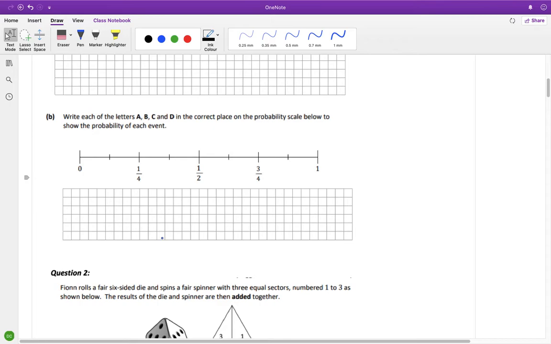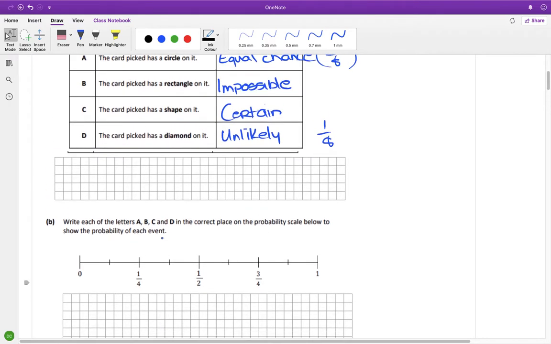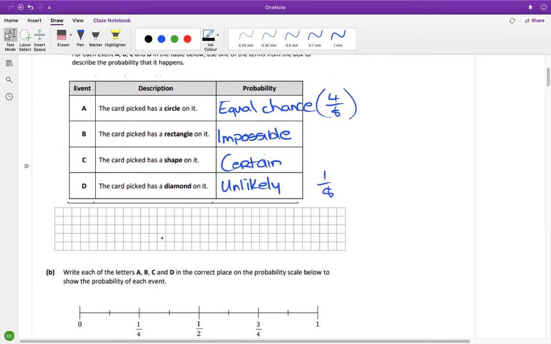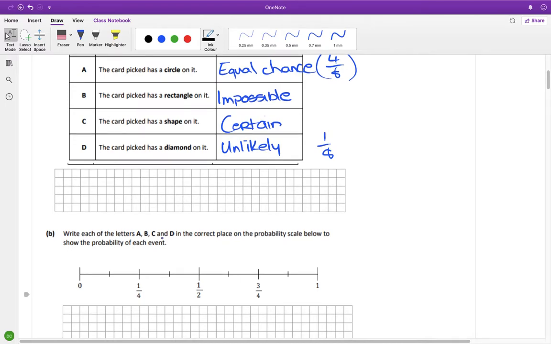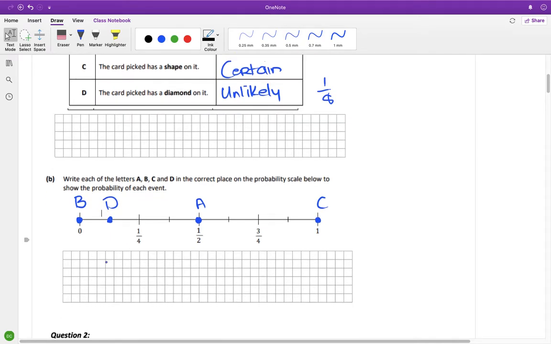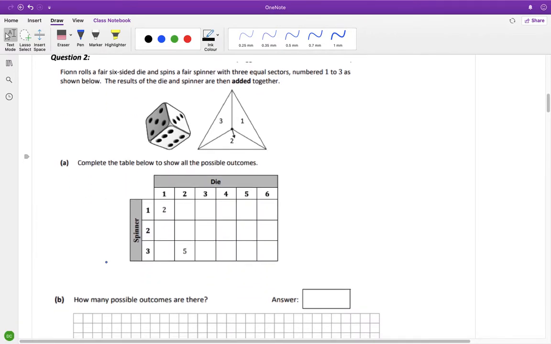Write each of the letters A, B, C, D in the correct place on the scale below. Okay. So equal chance for A. So I need my dot, need some kind of a mark, and then the letter. Impossible for B would be over here and B. Certain for C would be here, and then 1/8 for D would be here. Okay, you need the dot and the letter. And that's question 1.